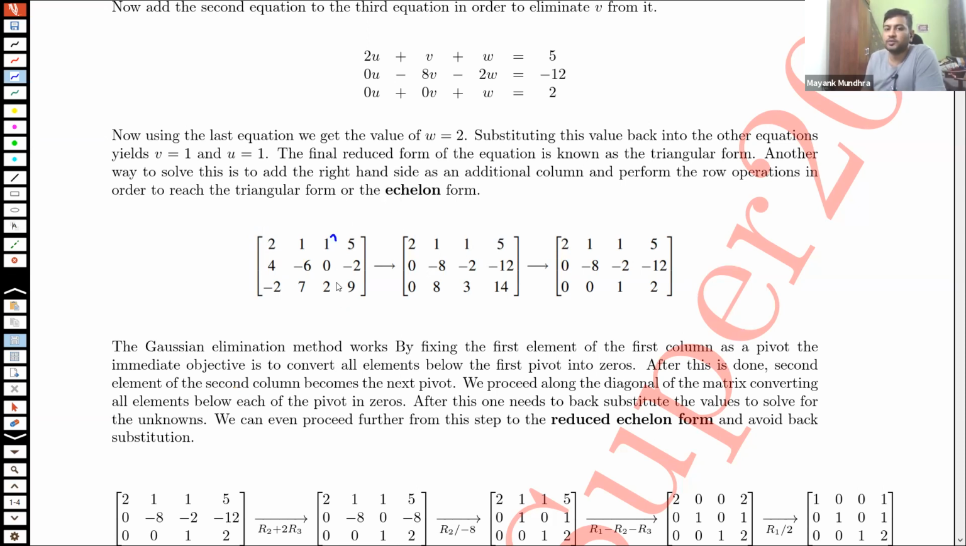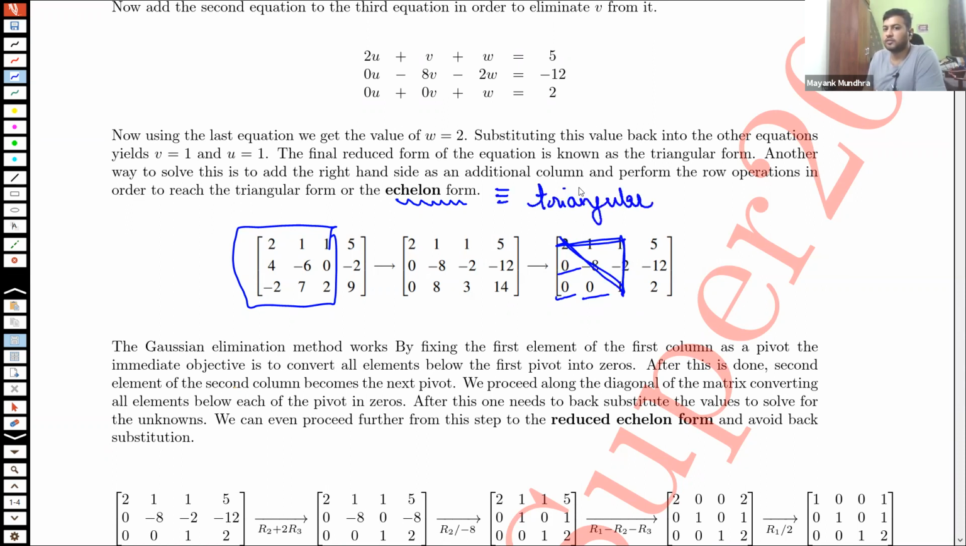Now, we will reduce this left part into something which is called the echelon form. Now, what is the echelon form? So echelon form is a form which looks like a triangle. Everything below the diagonal of this triangle is going to be 0. So the echelon form is also known as the triangular form. So I want to reduce this matrix of coefficients into the echelon form. So how do I go about it?